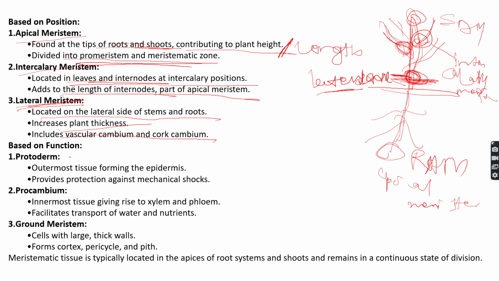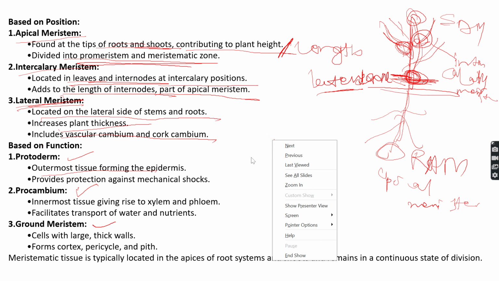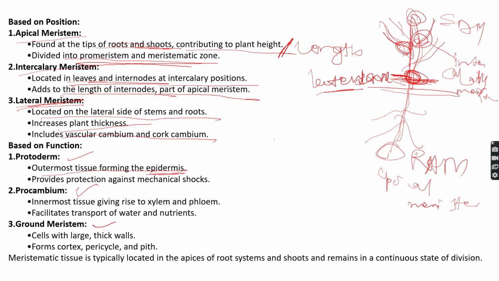Based on the function, the meristem can also be divided in three types: the protoderm, procambium, and ground meristem. So protoderm is the outermost tissue forming the epidermis. Just like our skin in the human body, plant is also having a layer of cells on the outer side. That tissue is basically called epidermis, or epidermal cells. It is the outermost tissue forming the epidermis. So protoderm is basically forming your epidermis. It provides protection against mechanical shock.